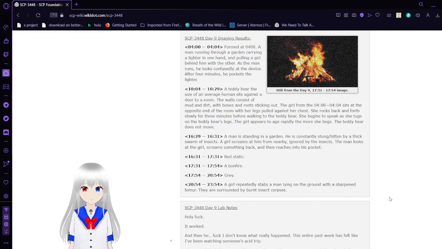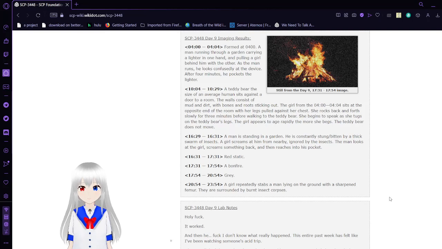1629 to 1631. A man standing in a garden. He is constantly stung or bitten by a thick swarm of insects. A girl screams at him from nearby, ignored by the insects. The man looks at the girl, grimacing back, and reaches into his pocket.